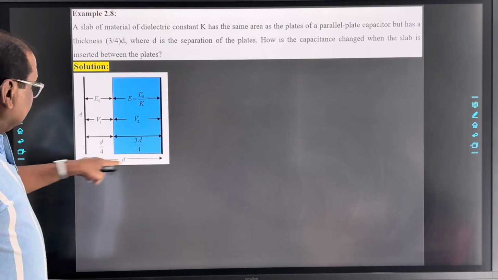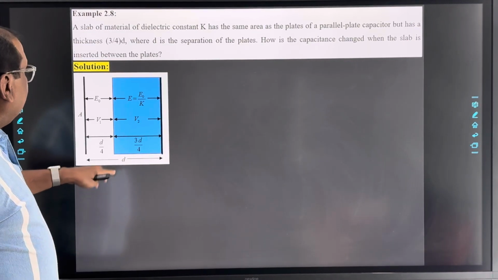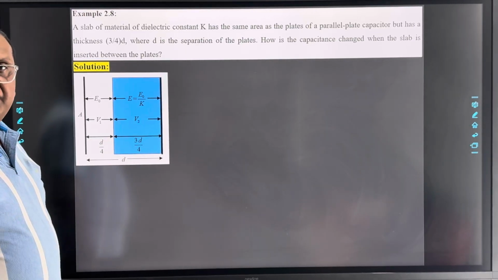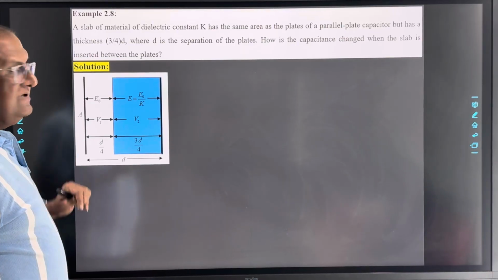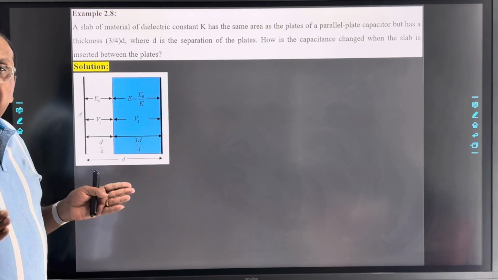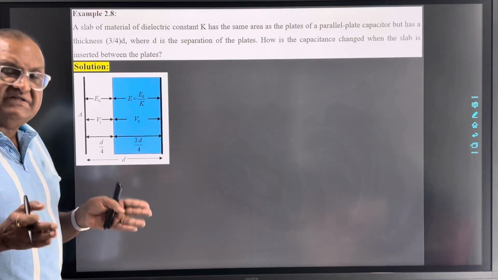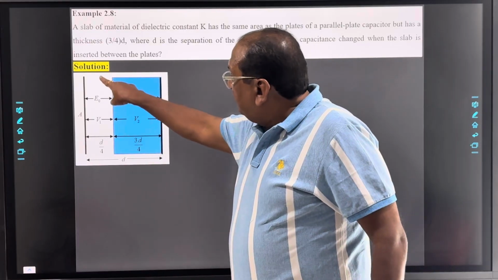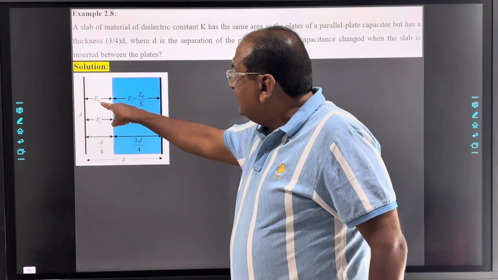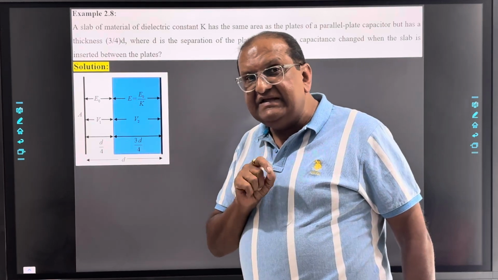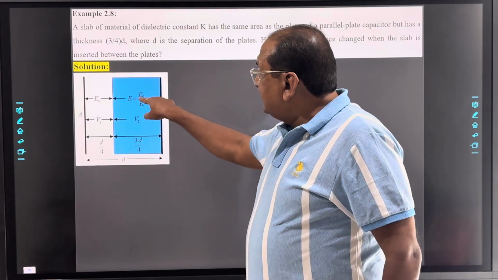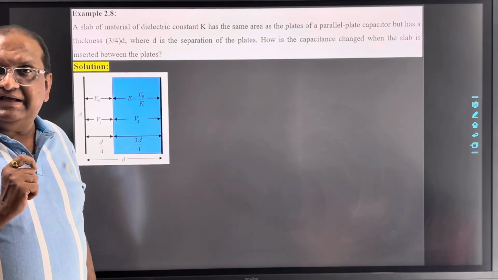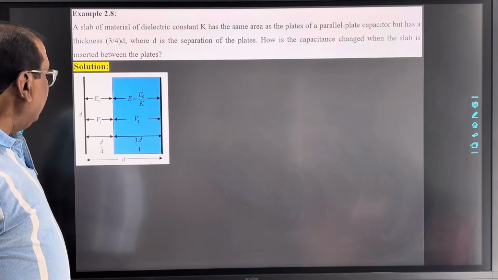Say here, this separation is D, and the dielectric substance is introduced here with thickness 3D by 4. When the dielectric substance is not there, that is when there is vacuum, the electric field between the two plates of the capacitor is E0. Now in the portion where there is no dielectric substance, the electric field will remain the same, E0. In the region where the dielectric substance is there, inside it the resultant field is 1 upon K times, so E equal to E0 by K.